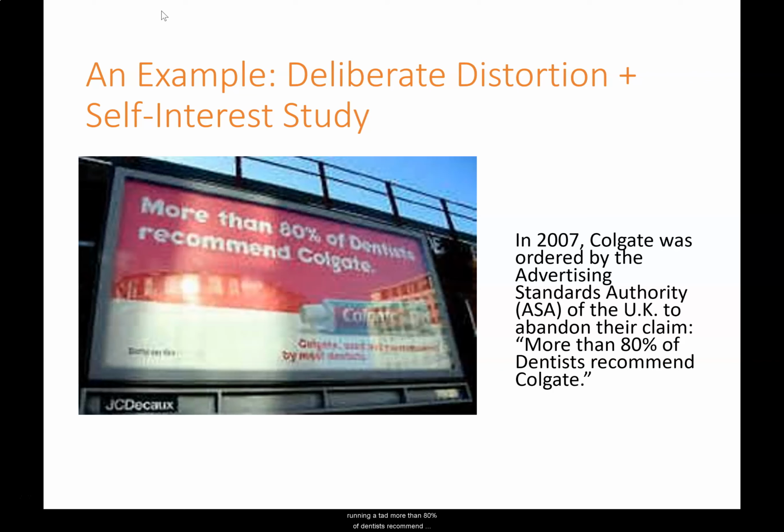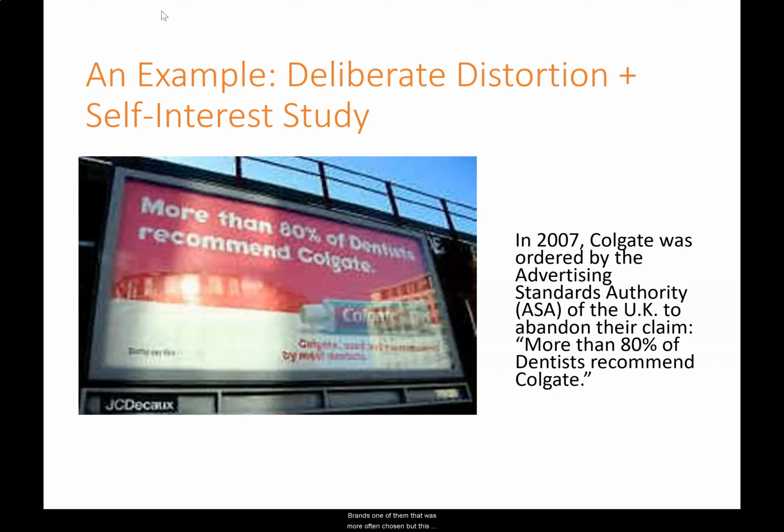More than 80% of dentists recommend Colgate, while the Advertising Standards Authority in the United Kingdom ordered them to take it down because of its misleading use of the statistics. It turned out that Colgate ran a study with dentists and asked them, which toothpastes would you recommend? The dentists weren't required to pick only one toothpaste. They were allowed to pick as many different kinds of toothpaste as they wanted. So many of the dentists picked multiple brands, Colgate being one of them that was more often chosen.